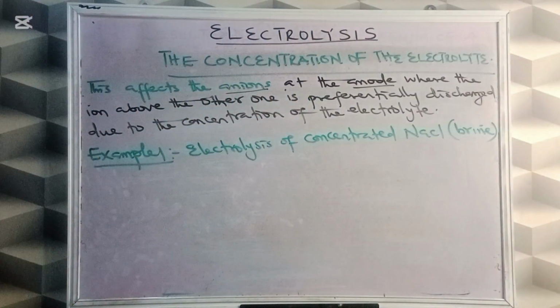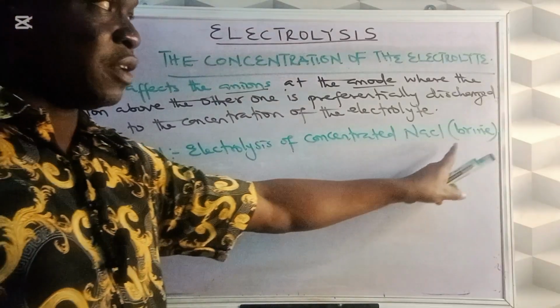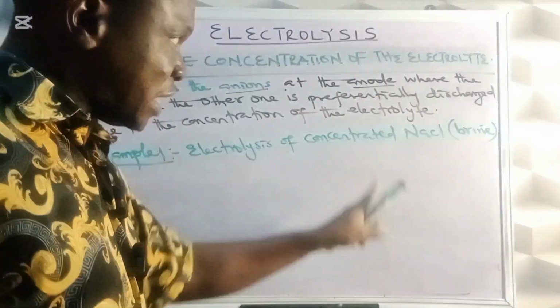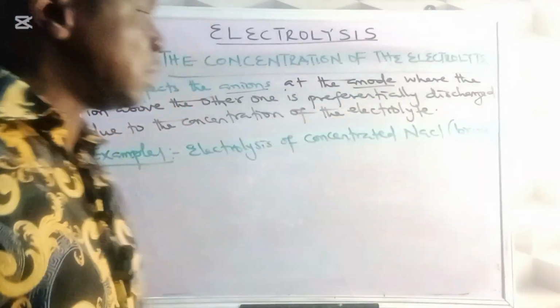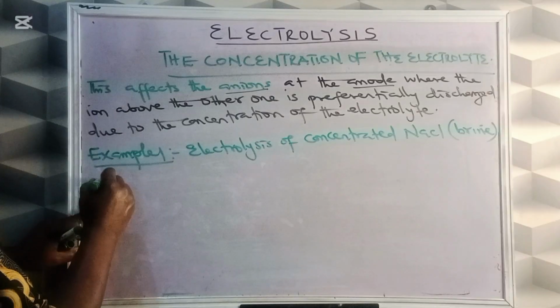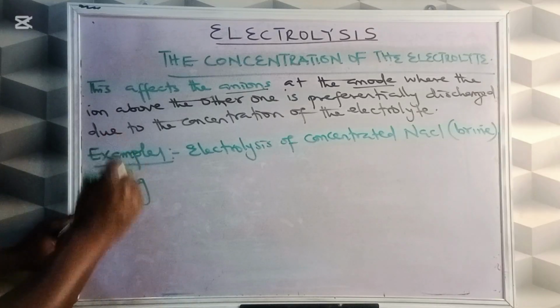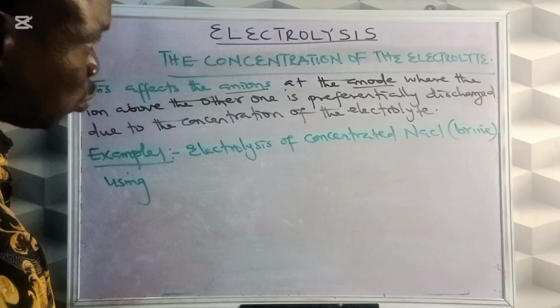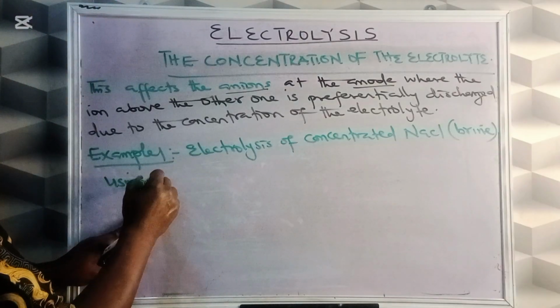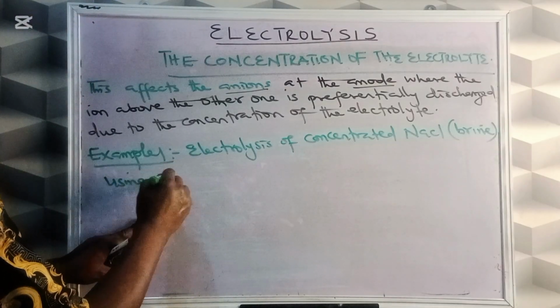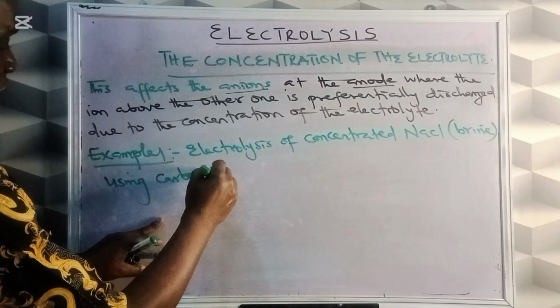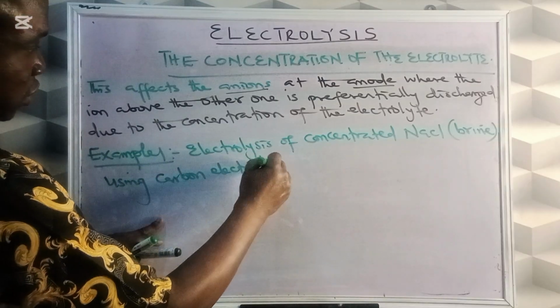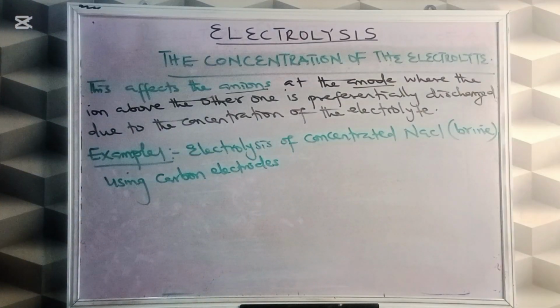Anytime conc is added to the question, meaning they want to test the effect of concentration of electrolyte on the preferential discharge of ion. So anytime they mention concentrated chloride or the brine, another name for concentrated sodium chloride is called brine. So please be careful here. For the cathode we don't have the problem, using carbon electrodes is correct.